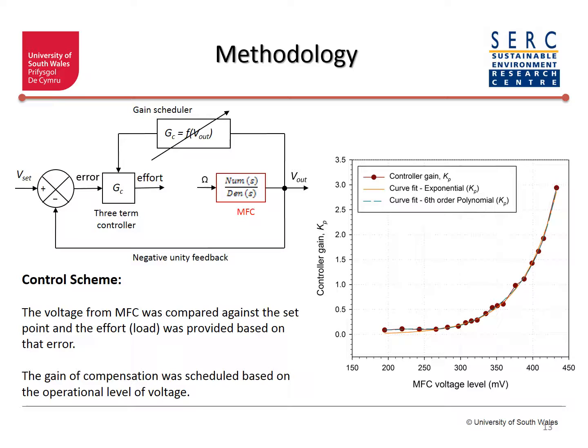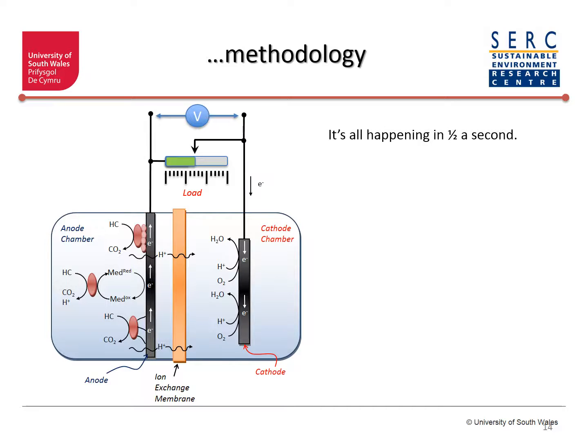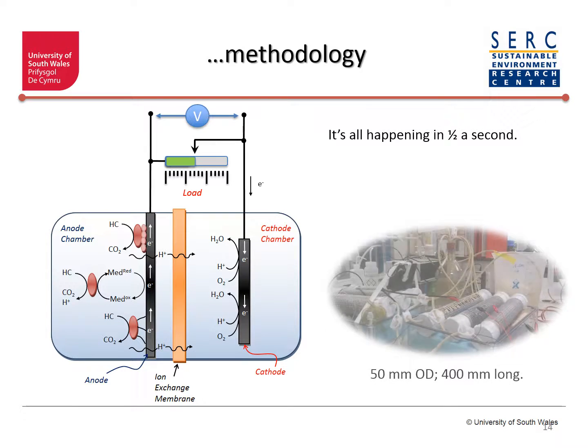I used potentiometer as an actuator, so I convert the effort into number of steps to go up or down, and therefore we complete the whole control loop. So we connect the potentiometer to the MFC, we measure the voltage, we decide that we need to go up or down, in this case up, and we measure the voltage again, and we keep going on, and this is all happening automatically, fast and continuous. The picture here shows the tubular MFCs that I used in this study.